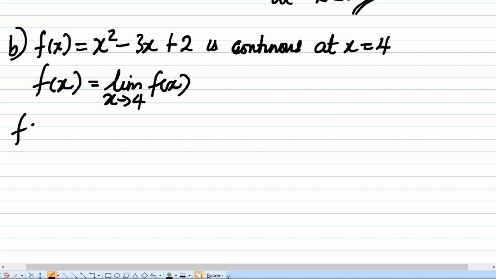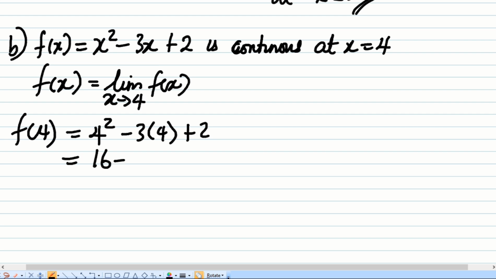Okay, so now let's do f of 4. Okay, let's do f of 4, right? So it means wherever we see x, we're going to plug in 4. So 4 squared minus 3 times 4 plus 2. What do we get? 4 squared is 16. 3 times 4 is 12 and 2. Minus 12 plus 2 is minus 10, and 16 minus 10 is just 6. So f of 4 is giving us 6.